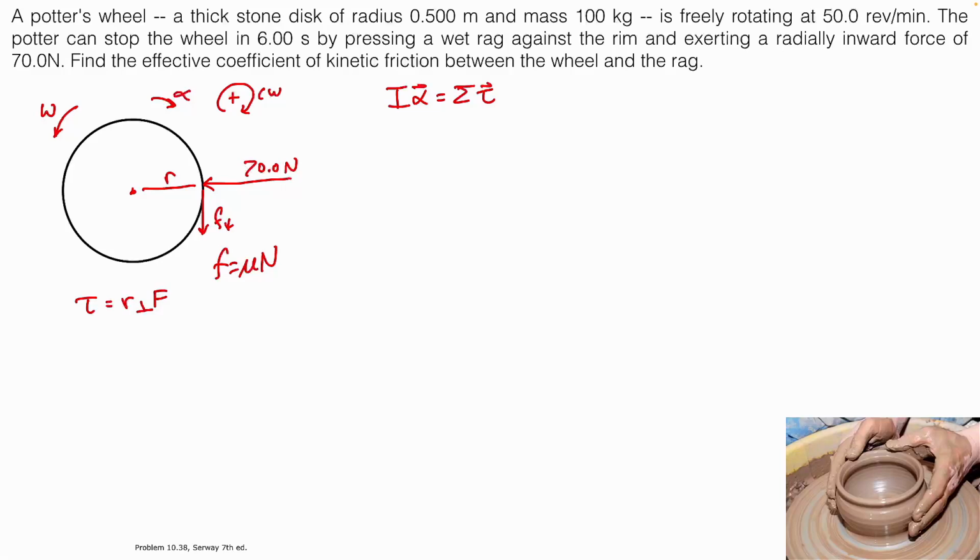Alpha. Do I know anything about the acceleration? Unfortunately, I kind of do. They don't tell me straight out, do they? But can we find it? Do I need kinematics? Why? How do I know I need kinematics? Time, right? They gave me the time.